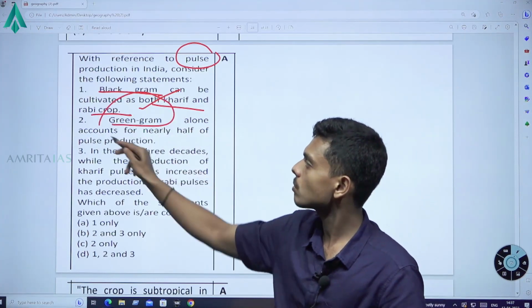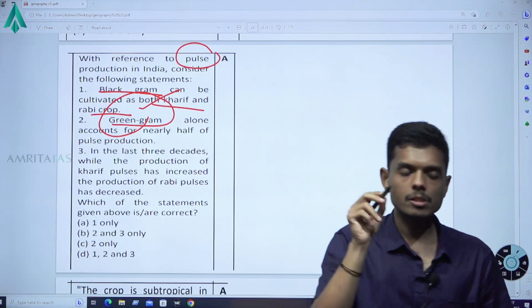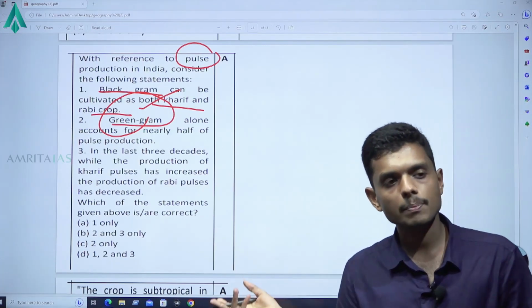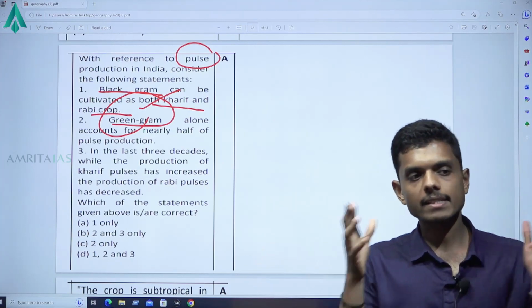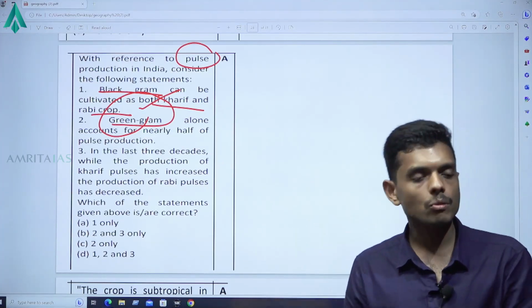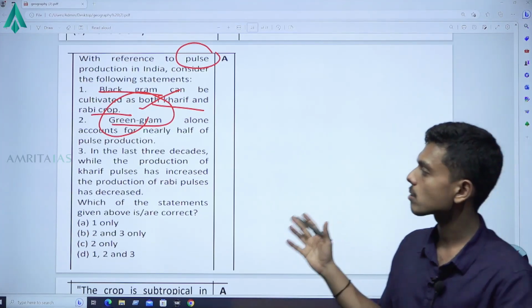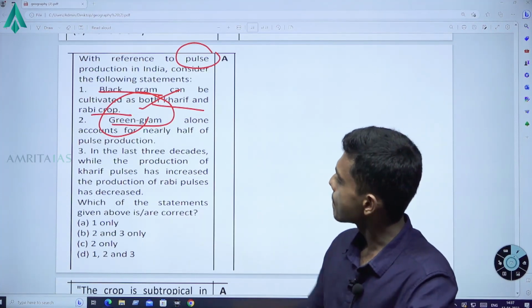Again, green gram. So definitely the person who was setting the question paper would have referred to these PYQs, indexed the PYQs and framed a new question. So you should always be thorough with these questions, PYQs.